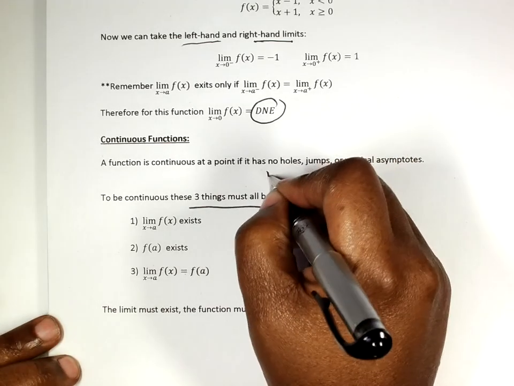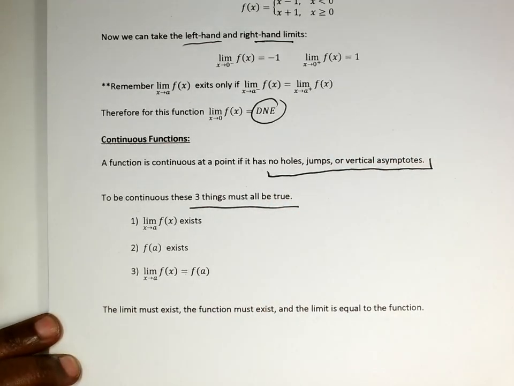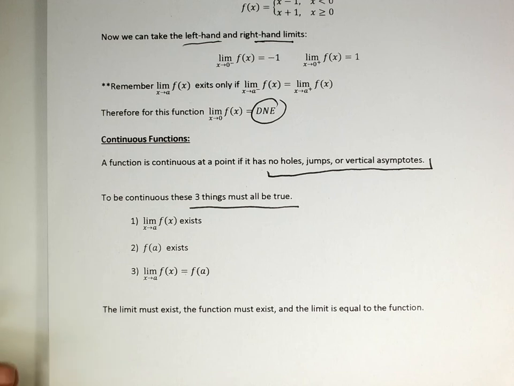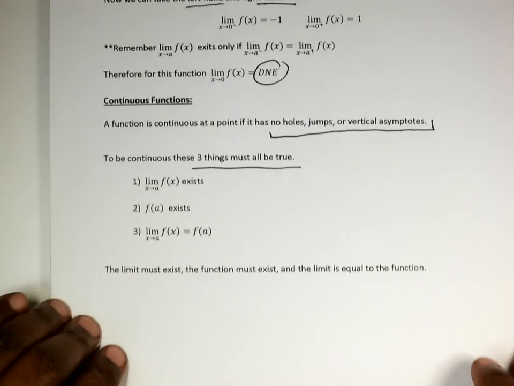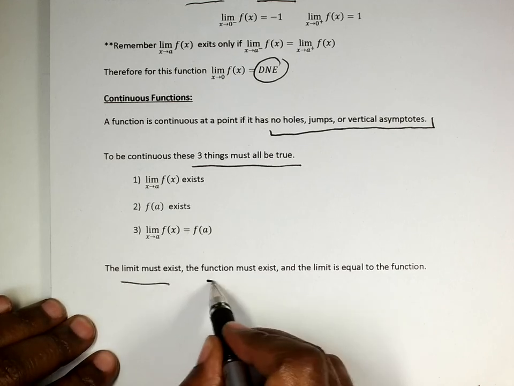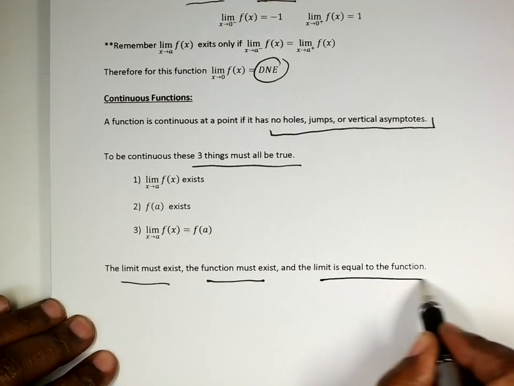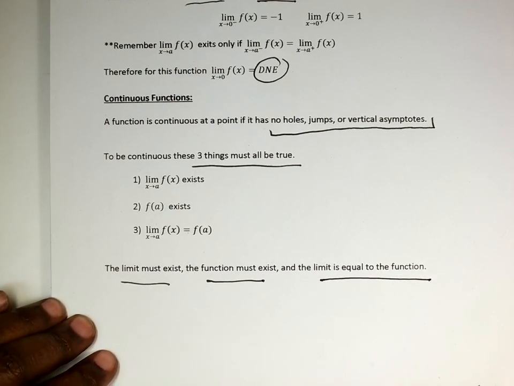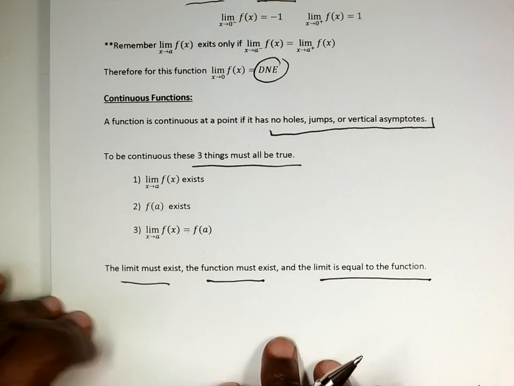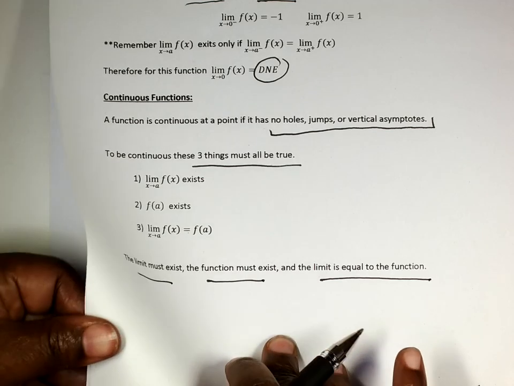So I have up here, we can have no holes, jumps, or vertical asymptotes. Anything that you'd have to pick up your pencil for if you're graphing it to go to the next point, it's not going to be continuous there. You should be able to do it in one flow. So the limit must exist, the function must exist, and the limit has to be equal to the function. Those are the three pieces that we need for continuity.